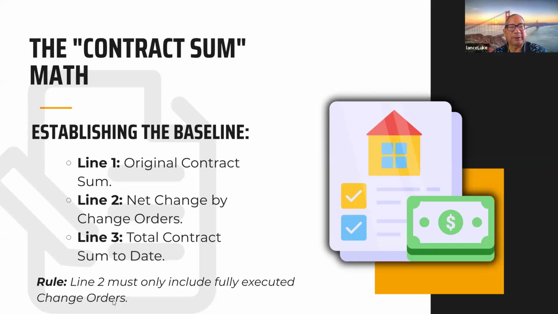So let's say the original contract is 500,000 on line one. Line two, net change by change orders. There's no change orders. Okay, so line three, total contract sum to date, right? So basically, in my example, the contract is billing for 100,000. So you have original contract sum 500,000, no change orders, and line three, total contract sum to date, billing would be $100,000.